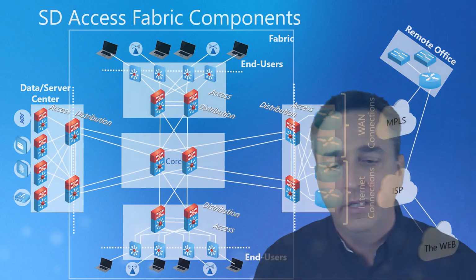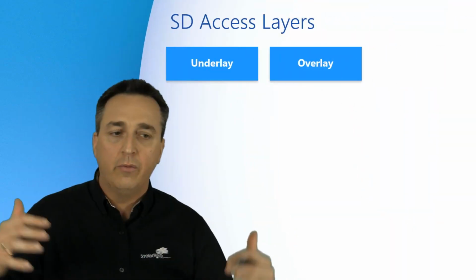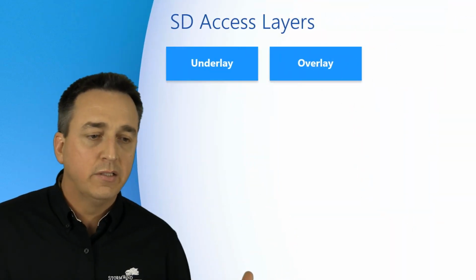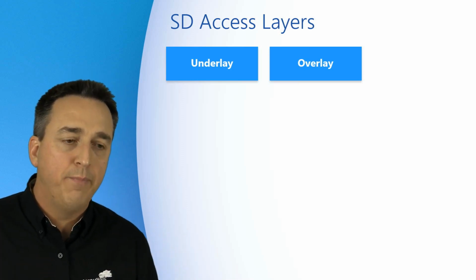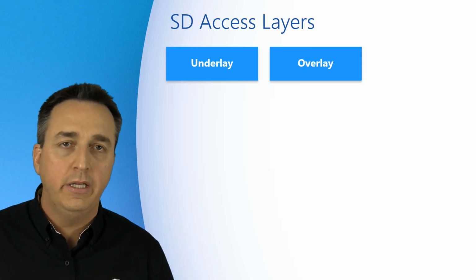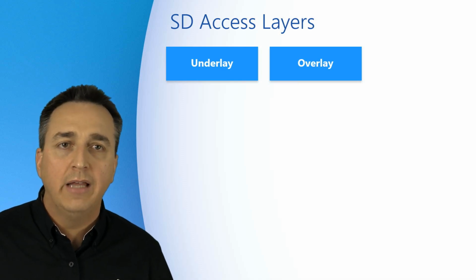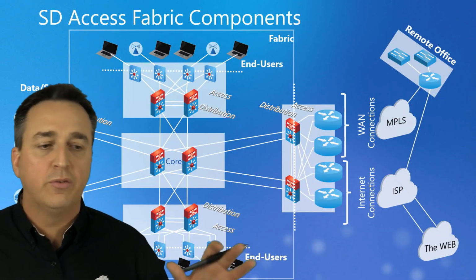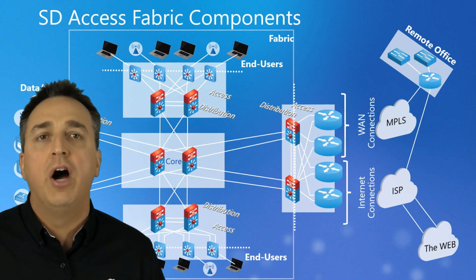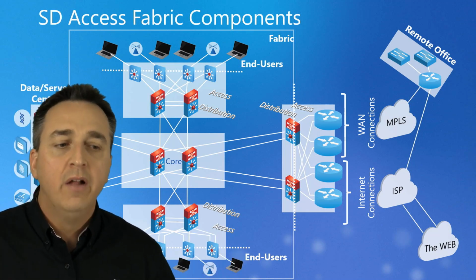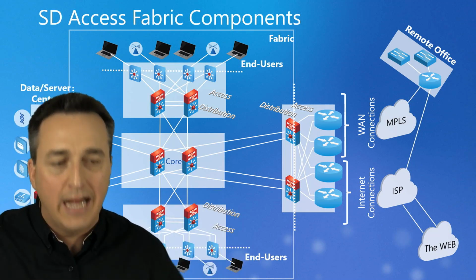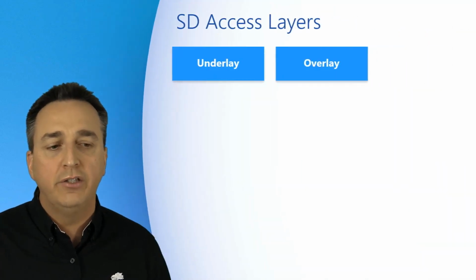So let's talk about the layers we have for SD Access. You've got the concept of the underlay, and you've got the concept of the overlay. You really need to ensure you understand these for the certification exam. So what is the underlay? That is your physical network. If we looked at this right now as is, we would say this is our underlay. This is our physical network. This is how everybody is connected together. That essentially is your underlay.